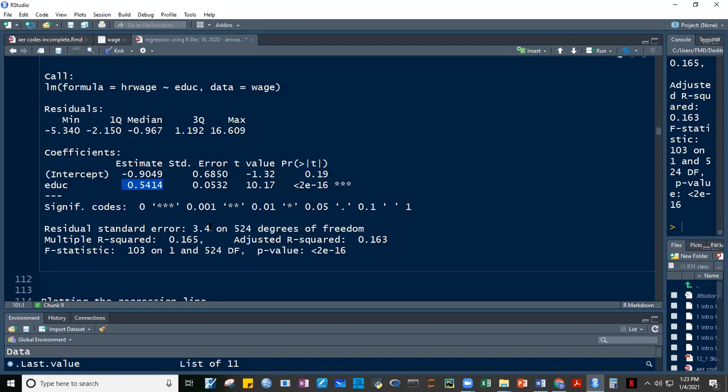Okay, so ang ano pa, ito guys, yung naalala nito, analysis of variance natin. Okay, so this is 524 degrees of freedom. Saan nanggaling itong 524?